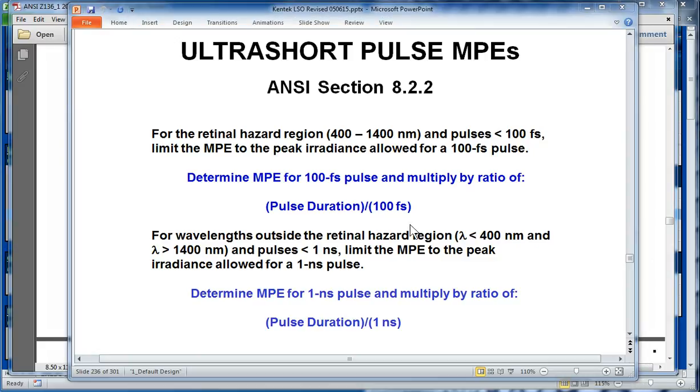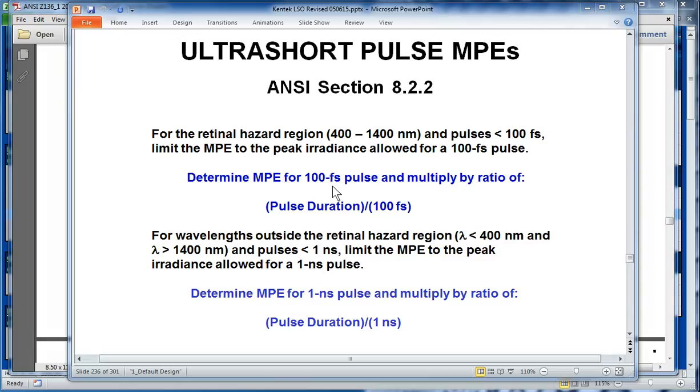Hi there. What I want to talk about is this slide for ultra-short pulse MPEs. This comes from the ANSI standard section 8.2.2. What the slide says is for the retinal hazard region, 400 to 1400 nanometers, and pulses less than 100 femtoseconds, that's 1 times 10 to the minus 13 seconds, we limit the MPE to the peak irradiance allowed for a 100 femtosecond pulse.